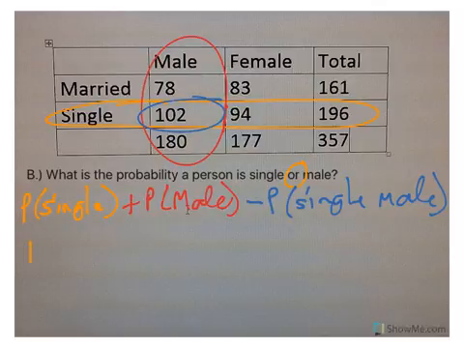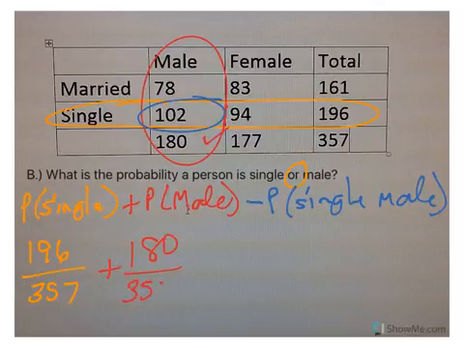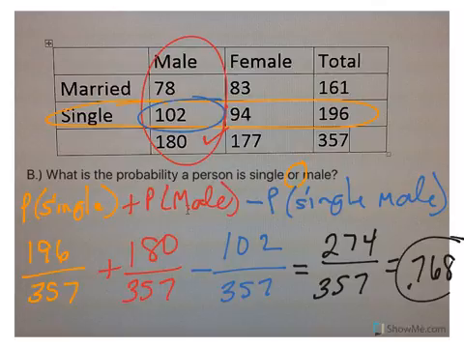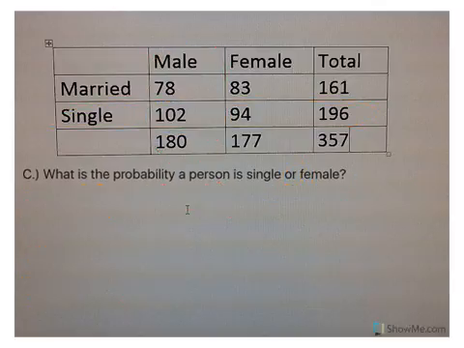So what's the probability of being single? Well, there's 196 of them out of 357. Male, there's 180 males. We're looking at the totals out of 357. And 102 single males were counted twice. So therefore, we end up with a fraction of 274 out of 357, which leaves us with 0.768 as a decimal to 3 places. So remember, anytime you see the word or, you've got to think add, subtract the overlap. And I'm a big fan of writing it out in words because you can see what you're dealing with. And sometimes it's just easier that way.